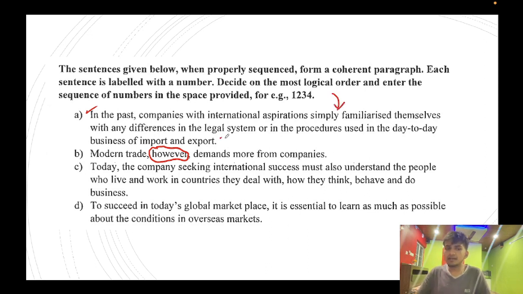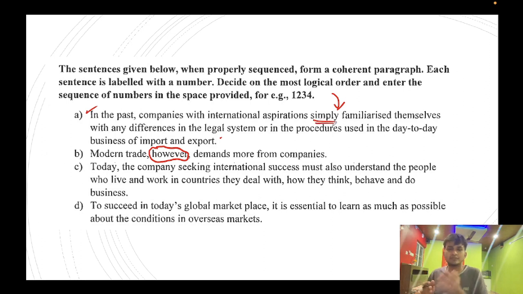Okay. But then here, when you understand this sentence, you're not getting that vibe that matches with the beginning sentence. Why? Because this sentence is not establishing any context, right? In this sentence, they are suddenly talking about companies with international aspirations. They call this word simply familiarize.